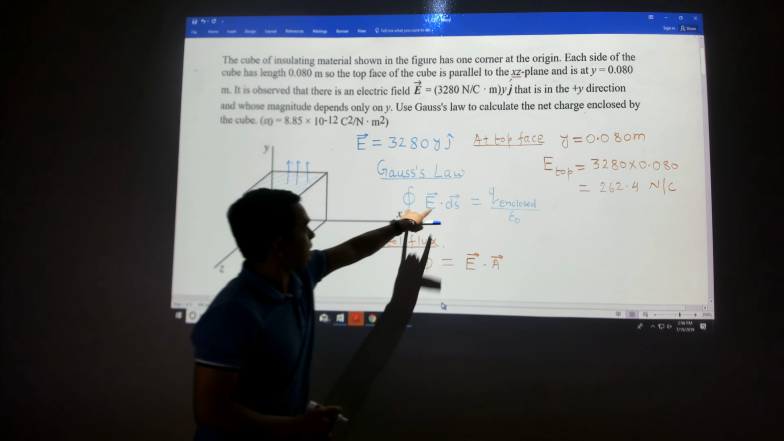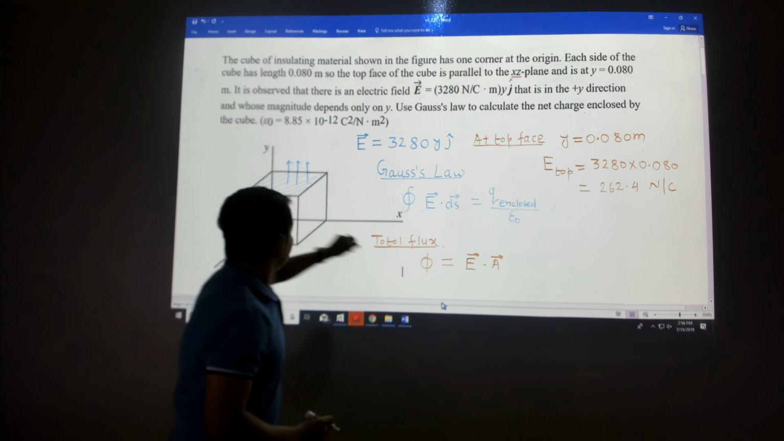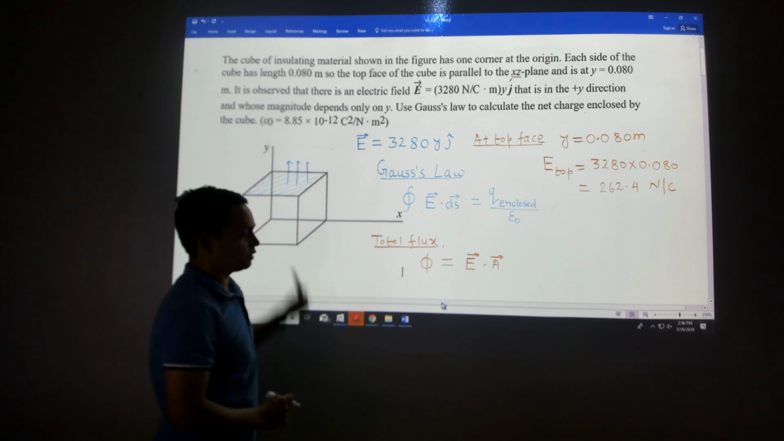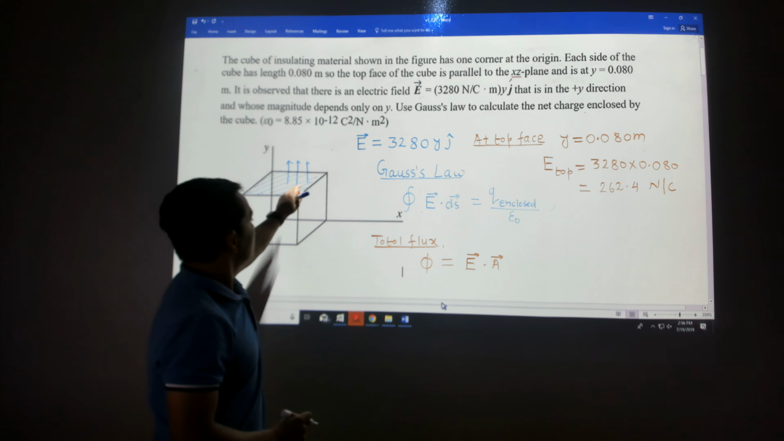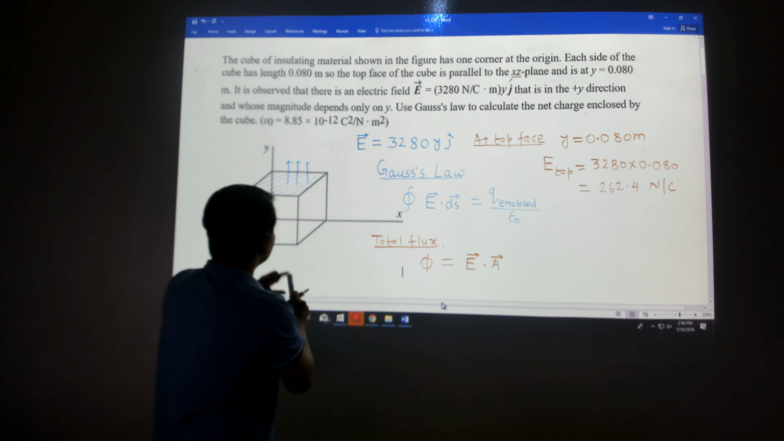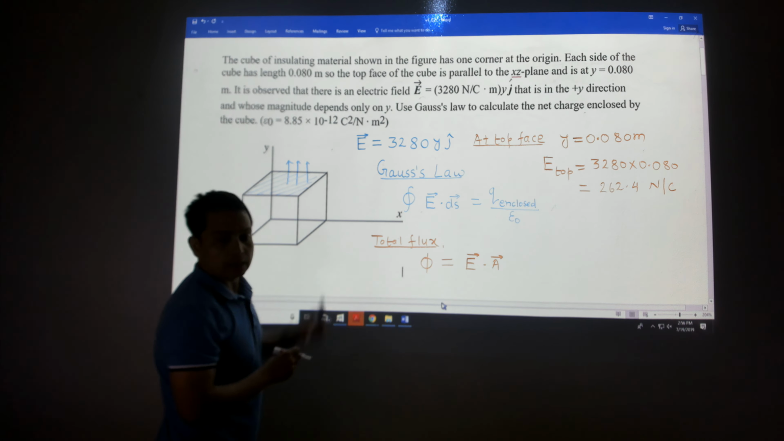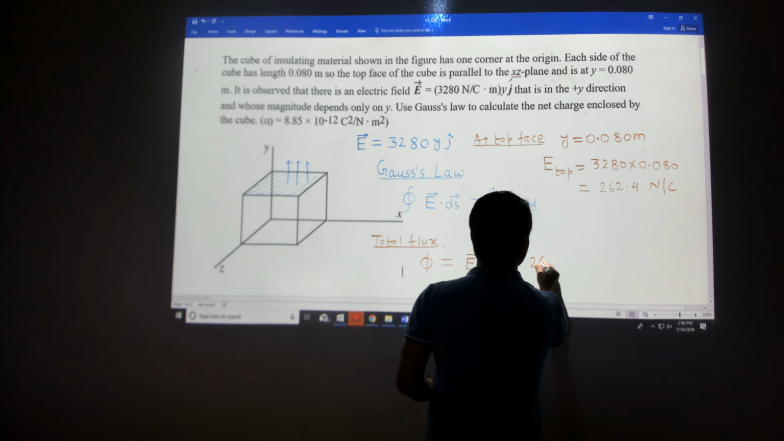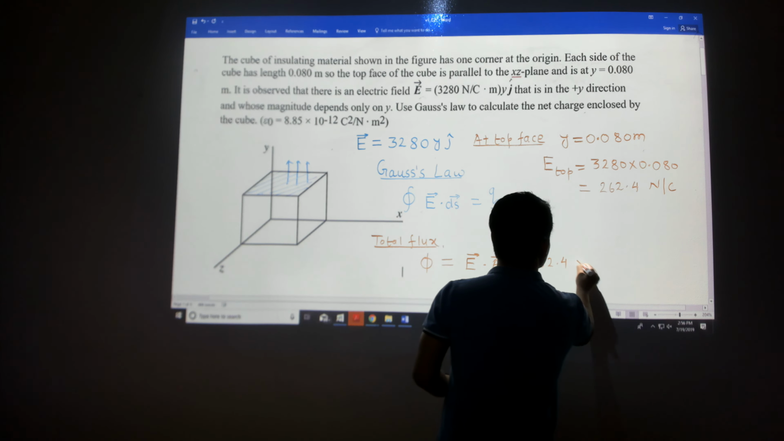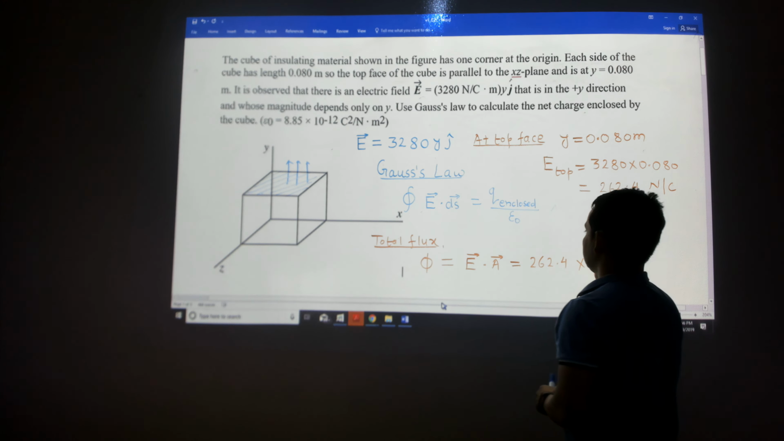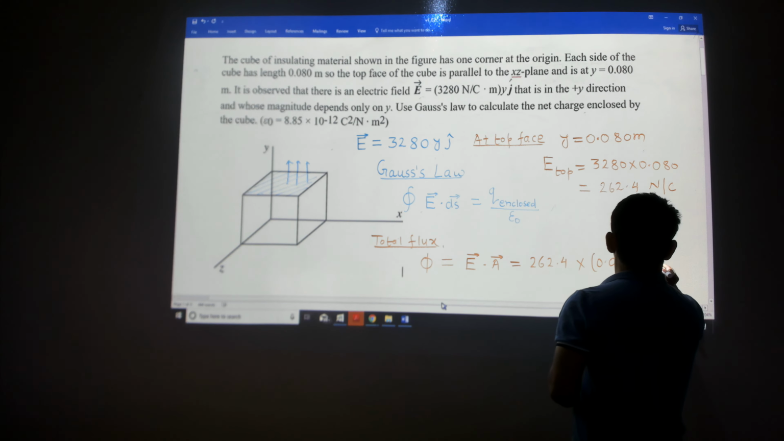This is exactly the same thing here, because there is no electric field passing through this surface, through this surface, through this surface, or the back surface. The electric field is passing only through this surface here. And the area has the same orientation as the electric field; these two are parallel. So the electric field value at this point is 262.4 times, what is the area at this point? The area is 0.080 times 0.080.